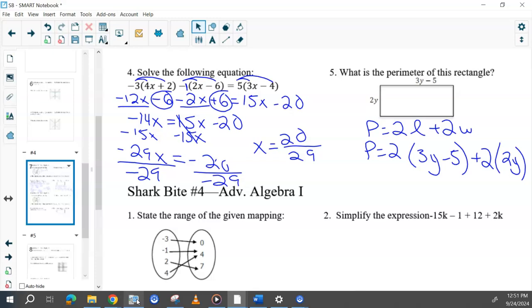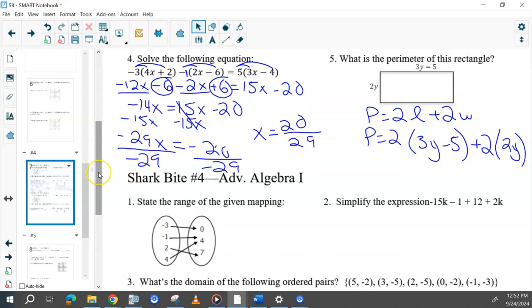Yes. Why did you do plus 2 and then parentheses 2y? I don't know why you put plus 2 and then parentheses 2y. So this plus 2 came from the equation of finding your perimeter, adding up all the sides. Do you add that in? Since this is w. And then multiply.